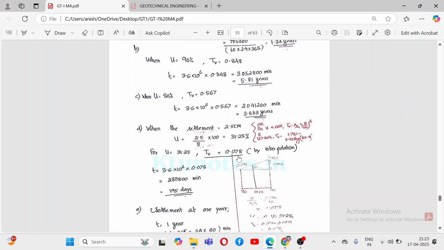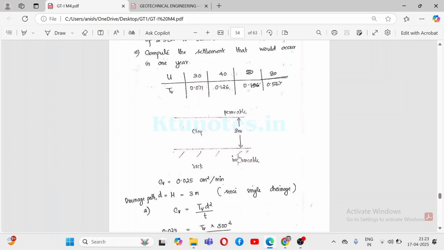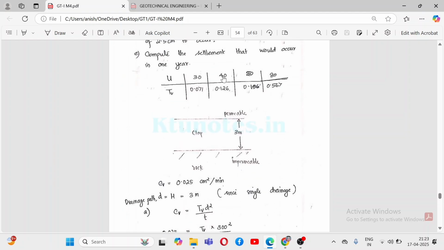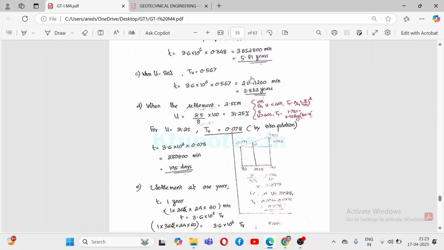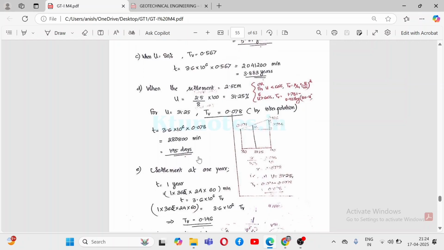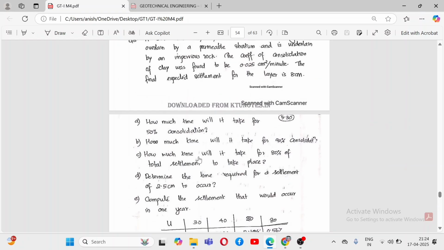You have to interpolate it. You don't have a value for TV here for 31, so you interpolate between 30 and 40. Then you get the value of 0.078. I think I have explained in a previous module how to interpolate. Then with TV, you have t equal to 3.6 into 10 power 6 into TV. You substitute TV and you get how much time it will take for 2.5 centimeter settlement.